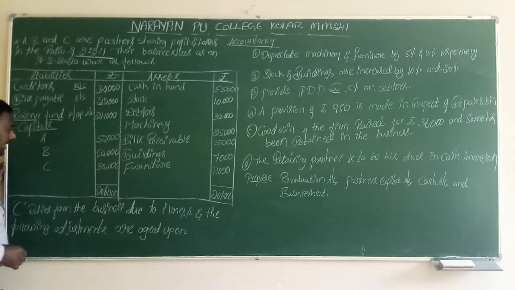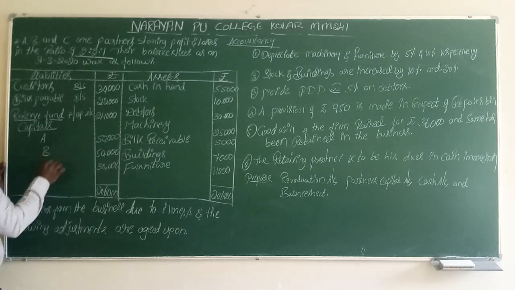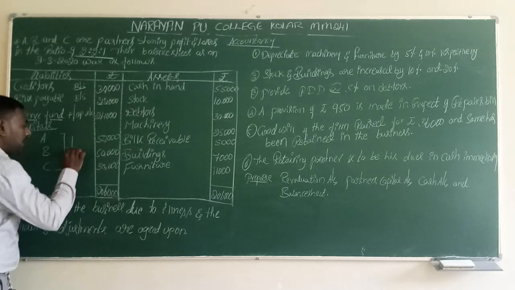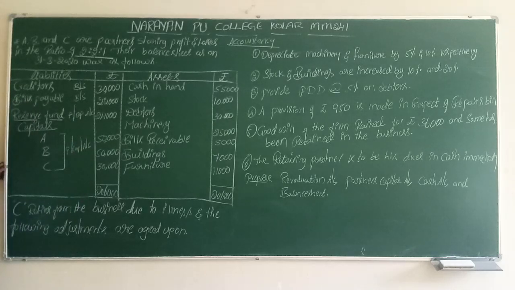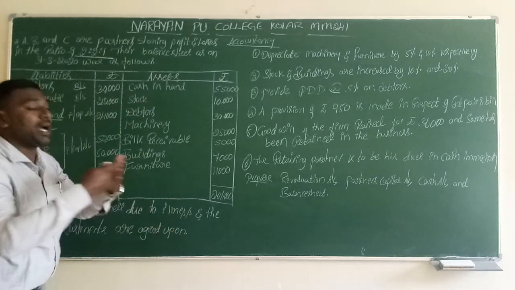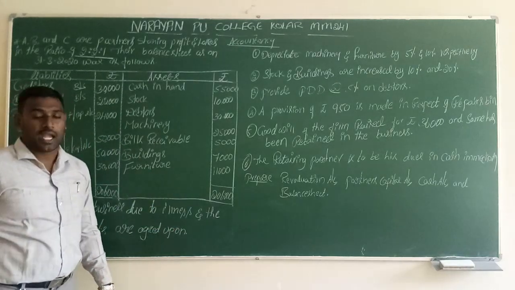Next, capital details are given. So here A, B, C. These three will come to the partners' capital accounts only. Which side will they come in? In the previous balance sheet, the transaction was located on the left hand side. The entire transaction will be transferred to the right hand side of the next account.